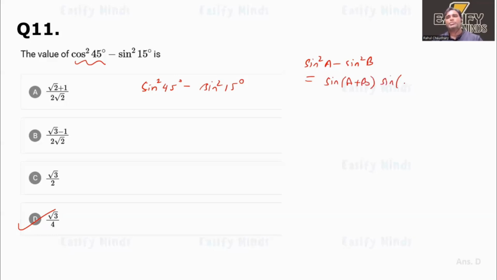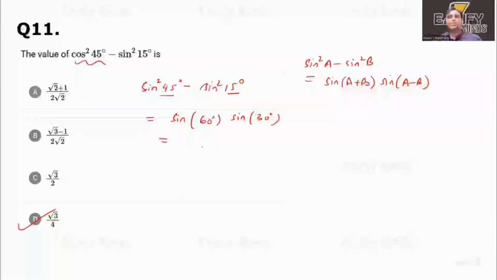The identity is sine A plus B into sine A minus B. In place of A we have 45. In place of B we have 15. So sine A plus B, 45 plus 15, is how much? 60. Sine A minus B, 45 minus 15, is 30. Sine 60 is root 3 by 2. Sine 30 is 1 by 2. So what is the answer? Root 3 by 4. That is option D. Is that clear?